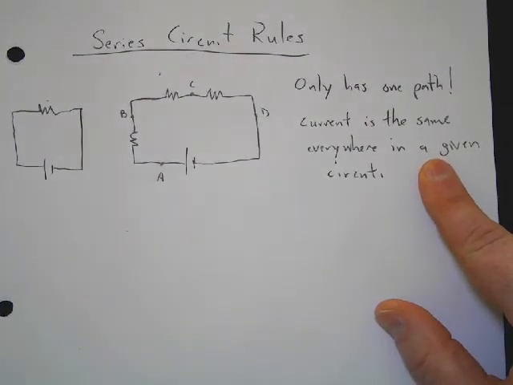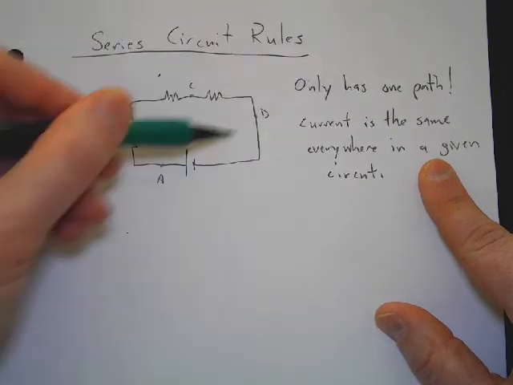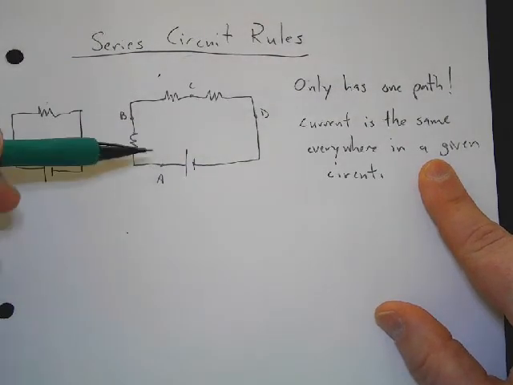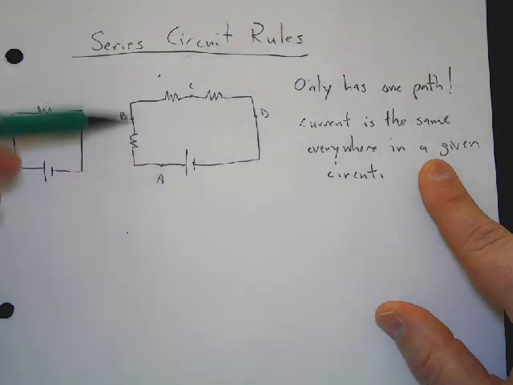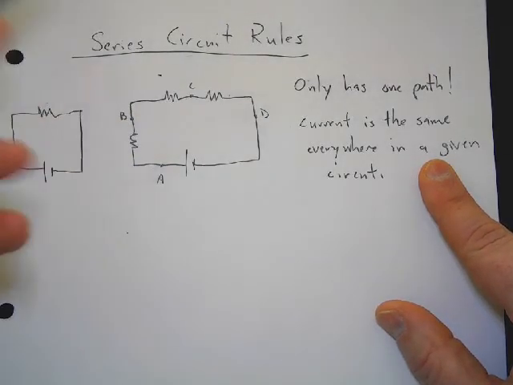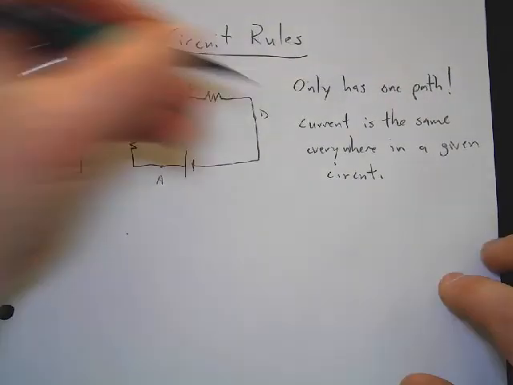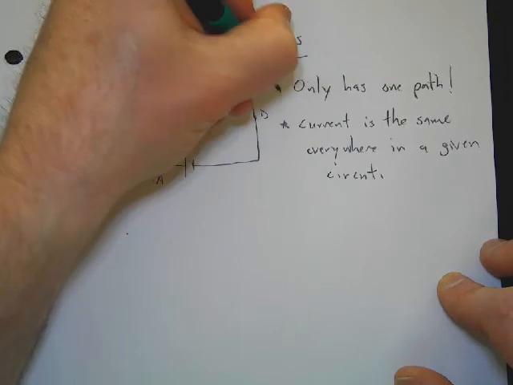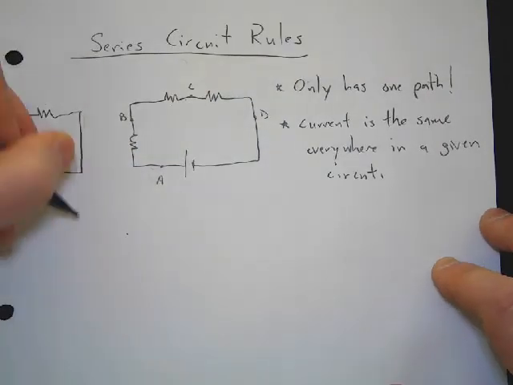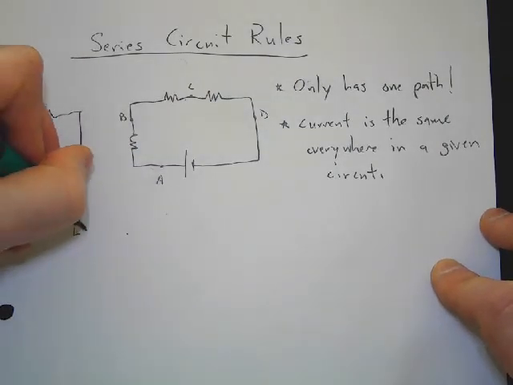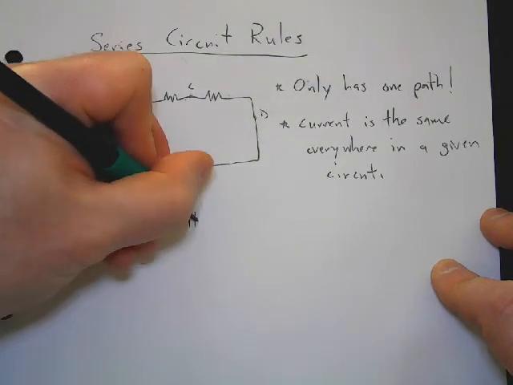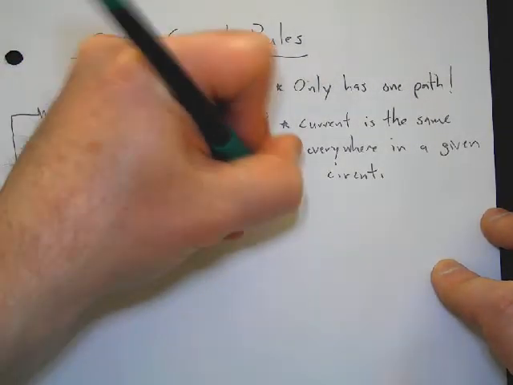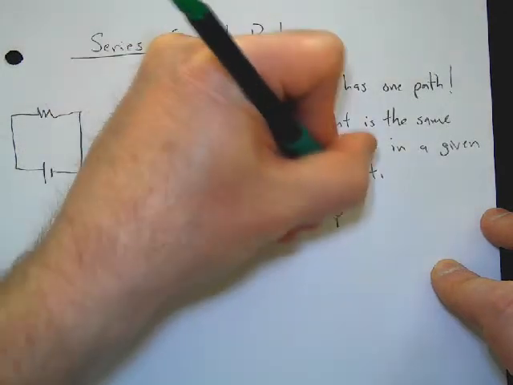If you think about your loop rule equation, around any loop that you take, the voltage has to add up. The voltage here has to be equal to this plus this plus this plus this, because there's only one loop. So that's an important thing. If you think about the loop rule, voltage will add up.